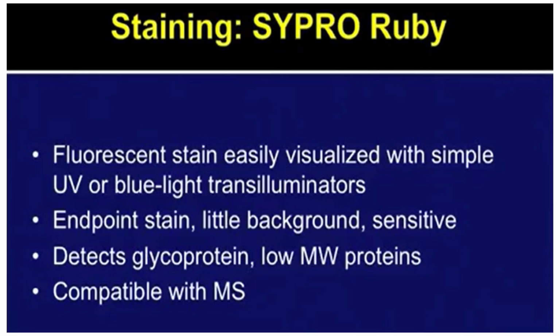Yeah, you can directly visualize on the transilluminator when you use this stain for staining proteins. And this specific stain also has the capability to detect glycoproteins and even lower molecular weight proteins as well. So that is good if your protein is of a very low molecular weight. You can use this specific stain.